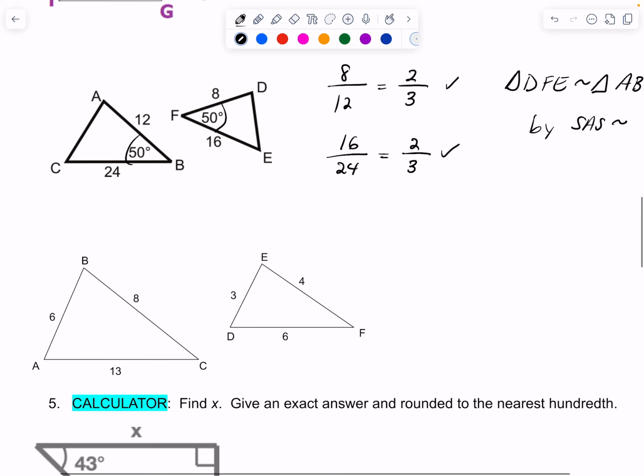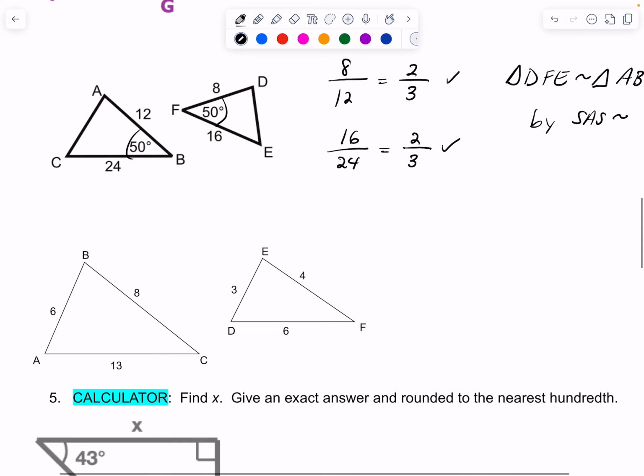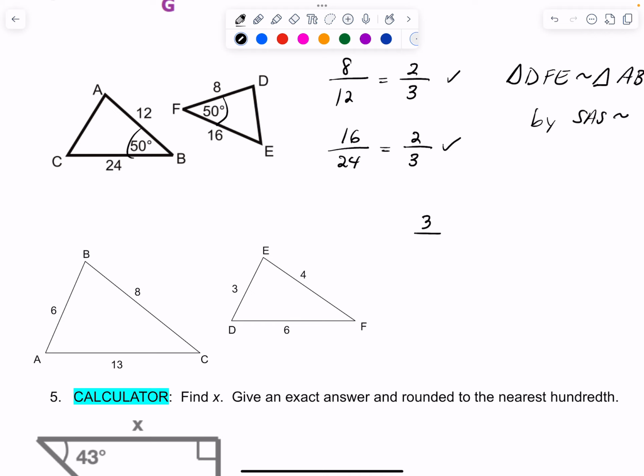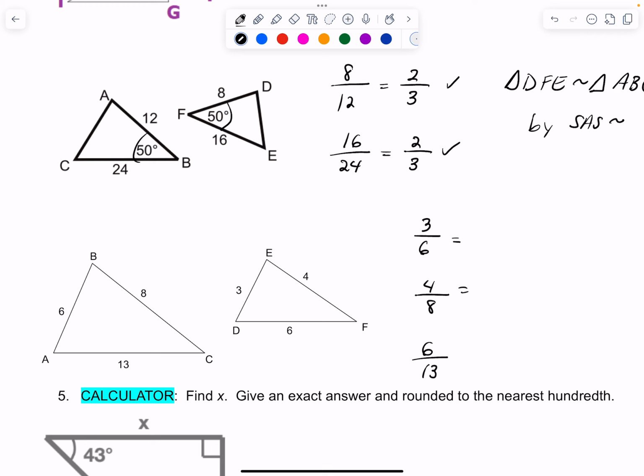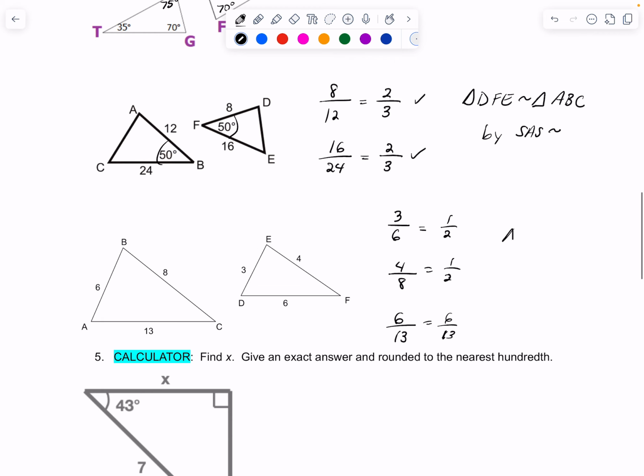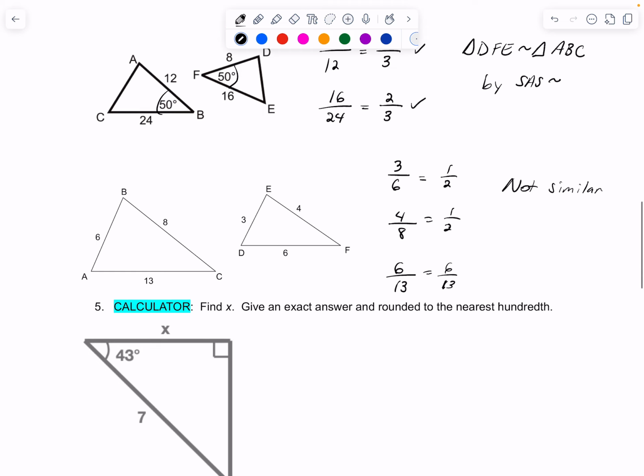Last one has 3 different side lengths. So since they gave me all 3, I'm going to be trying to prove these are similar with side, side, side similarity. So I'm going to set up those 3 ratios again. So I got 3, the small side, over the small side of 6. The middle number 4 over 8. And then the largest side 6 over the largest side 13. Let's see if these reduce to be the same. So this is 1/2. This is 1/2. But unfortunately, this stays 6/13. I can't reduce that anymore. So remember, all 3 have to be the same. So these triangles are not similar. All right, so all 3 of those have to reduce to be the same.